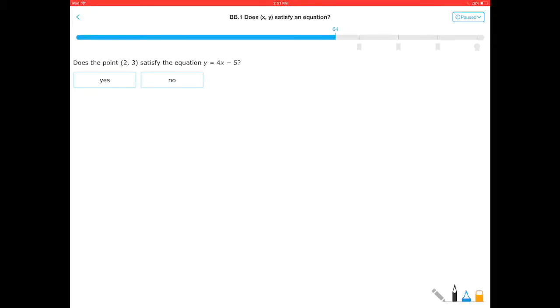We talked about this idea. First, let's go with the picture. If I have a line, you should already be thinking linear equation. If I have a line and I ask you, what do you notice about that point? That's a point. And then I ask you, does that point satisfy the line?